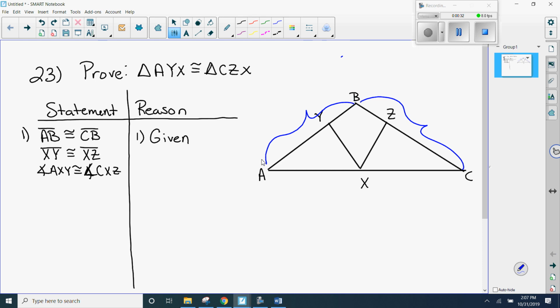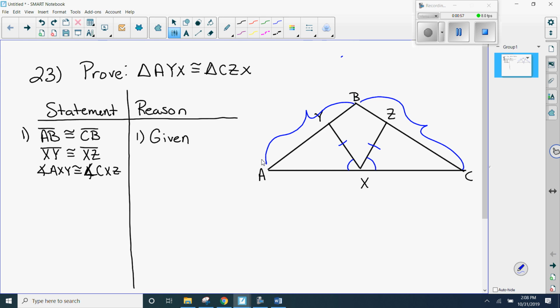We also know that XY is congruent to XZ. So we know that bit of information. You also know that angle AXY is congruent to CXZ, which is right there. And we want to prove the two triangles congruent.